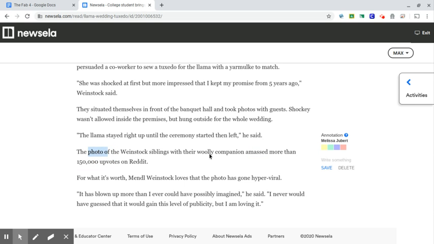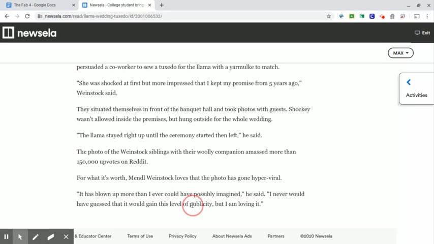Okay. Let's think again. Let's see if we could figure out a different word while I reread the sentence that would go there. The photo of the Weinstock siblings with their woolly companion, blank, more than 150,000 upvotes on Reddit. What do you guys think? What word can we put there instead of amassed? Yeah, like a really simple one, like got more than 150,000 upvotes. Very good. For what it's worth, Mendel Weinstock loves the photo. It has gone super viral. It has blown up more than I could ever have possibly imagined, he said. I would never have guessed that it would gain this level of publicity, but I am loving it.